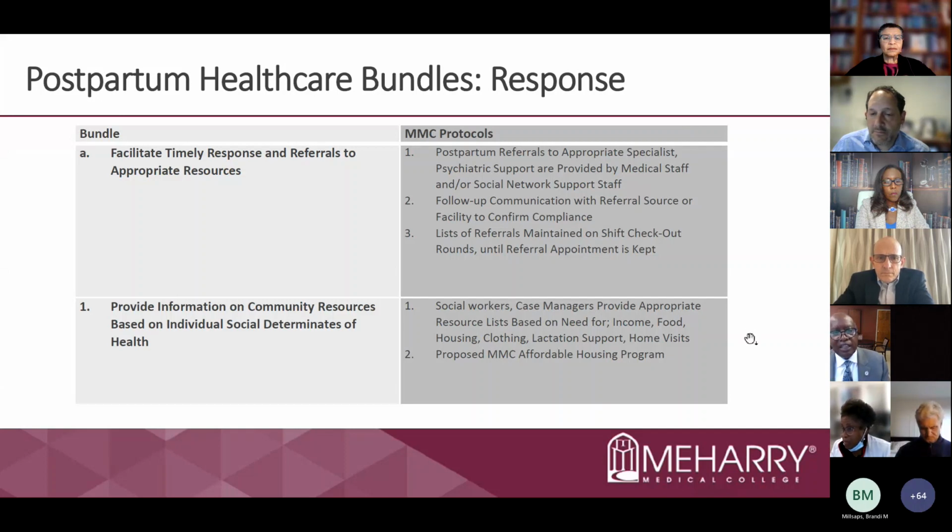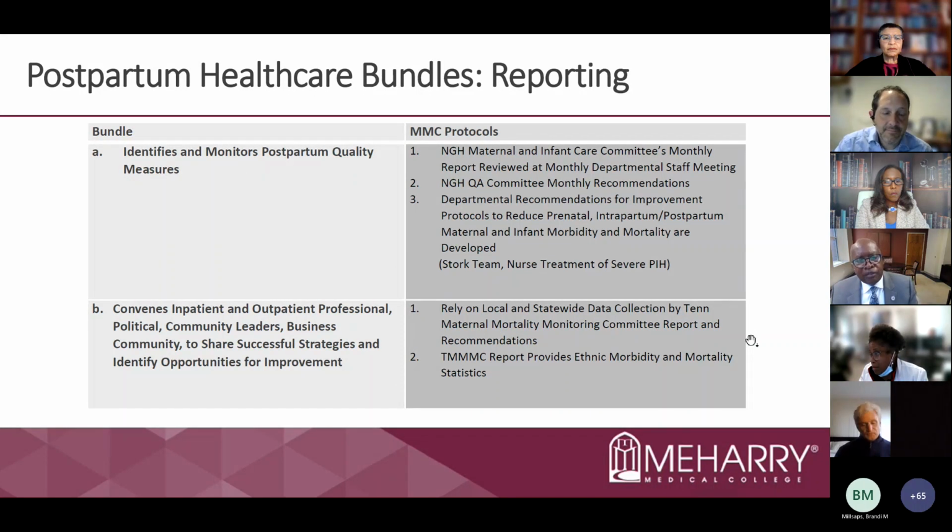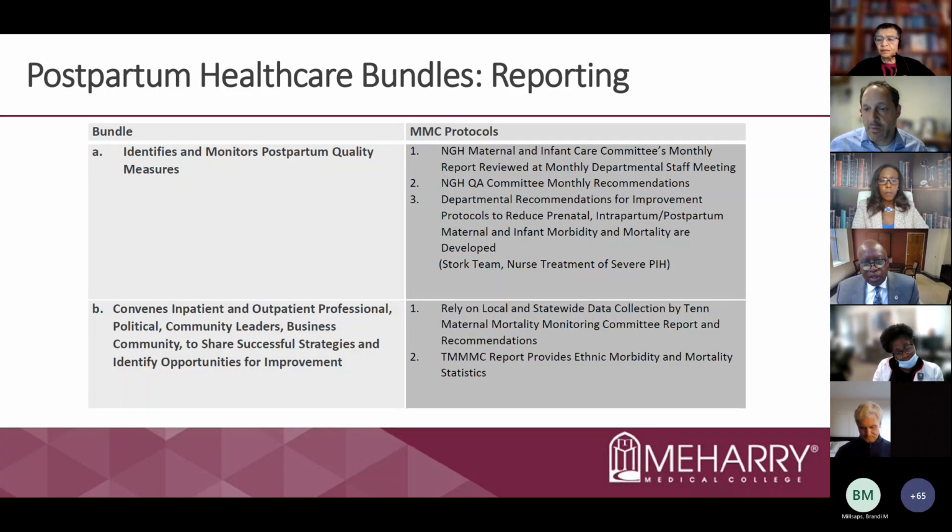Next, and finally, reporting. We have to provide the appropriate protocols to reduce prenatal, intrapartum, postpartum, maternal, and infant morbidity and mortality by using our own infant care committee reports and QA committee reports. We're able to provide innovative things like our STARK team protocol, our nurse treatment of severe PIH protocols, and we rely very heavily on the statewide data collection and the Maternal Mortality Monitoring Committee recommendations. Next.